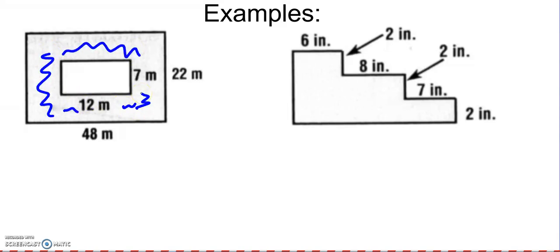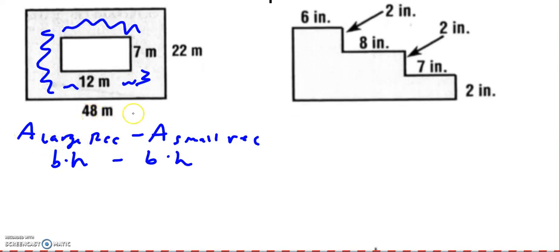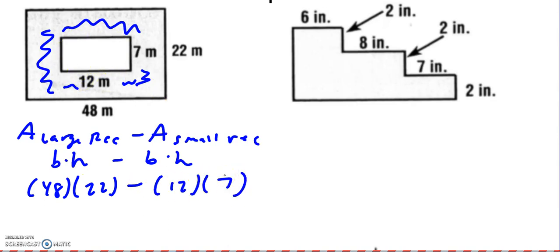And so one way that you could view this problem is you could find the area of the large rectangle, and you could subtract the area of the smaller rectangle. Think of it kind of as a donut, that you're finding the area of the whole thing and then removing the inner piece. So to find the area of the large rectangle, it's base times height, and then the area of the small one is also base times height. So the large rectangle, the base is 48 meters, and the height is 22 meters. The smaller rectangle, the base is 12 meters, and the height is 7 meters.